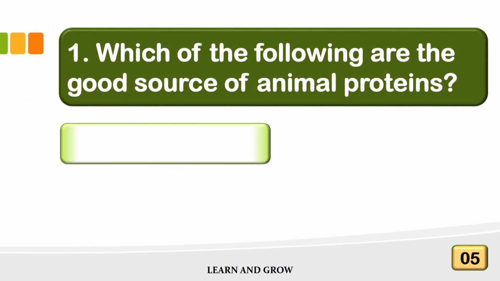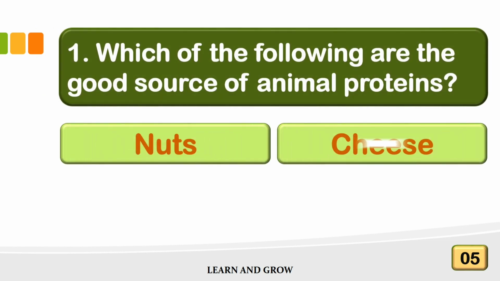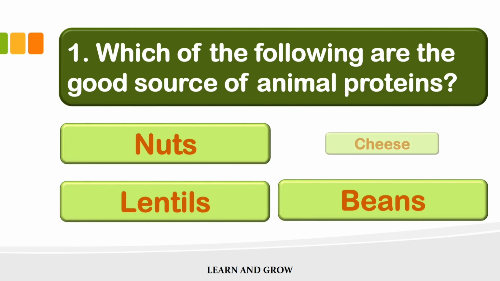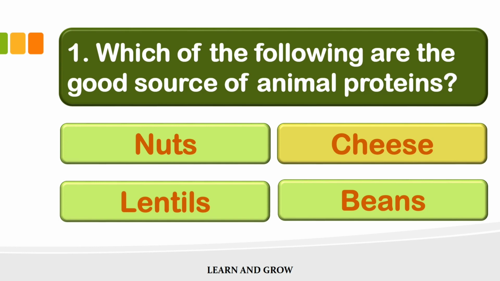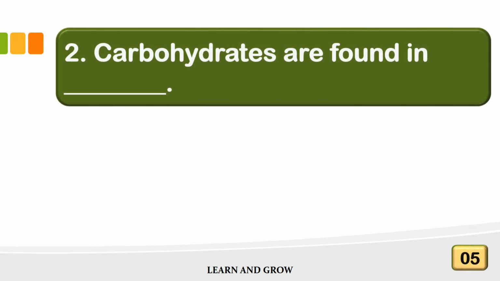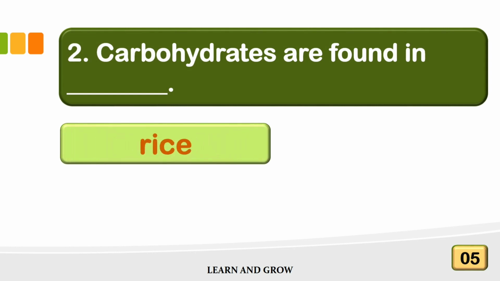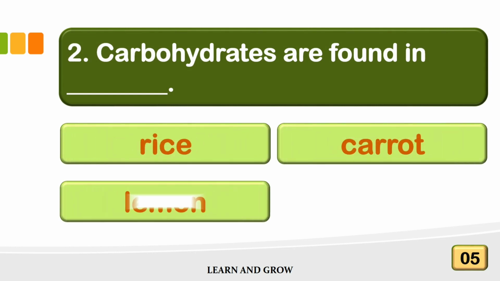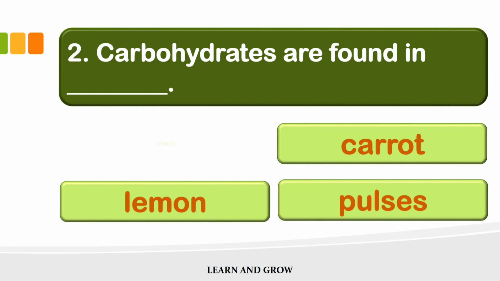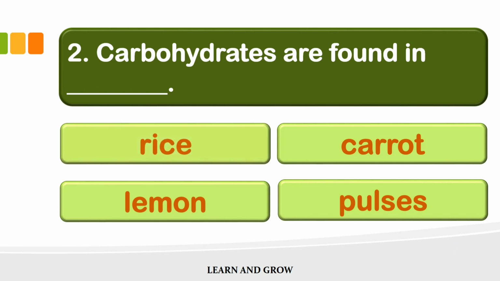Which of the following are the good source of animal proteins? The right answer is cheese. Carbohydrates are found in... The right answer is rice.